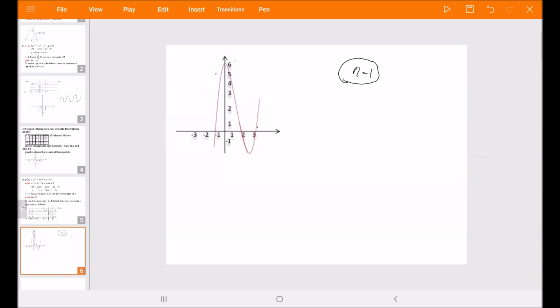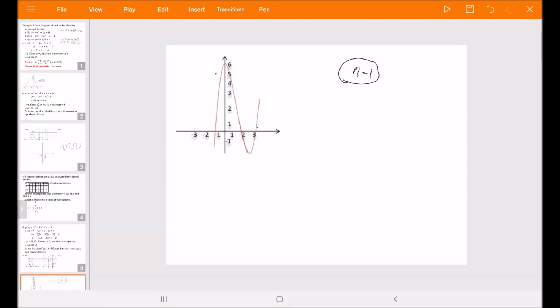A peak at x is equal to 0 and a valley between 2 and 3. These two, the peak and the valley, are called turning points. And if you count them, they are 2. And they are in line with this important information I told you, that the maximum number of turning points the graph of a given polynomial can have is n minus 1, where n is the degree of the given polynomial.